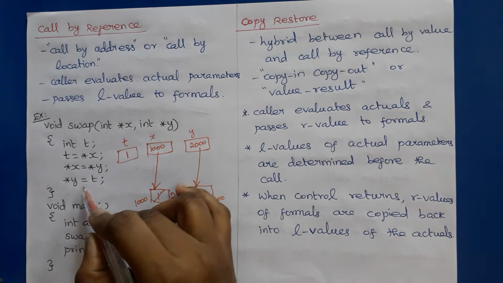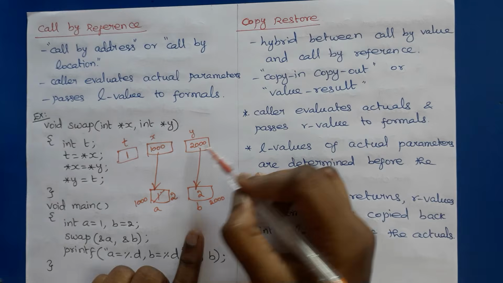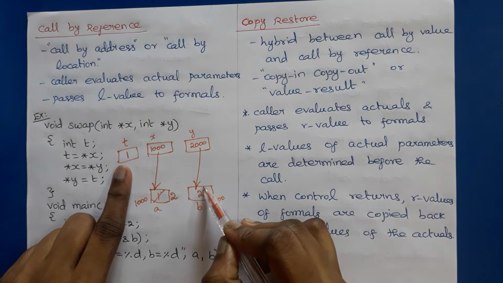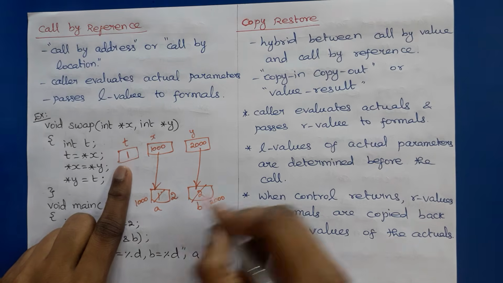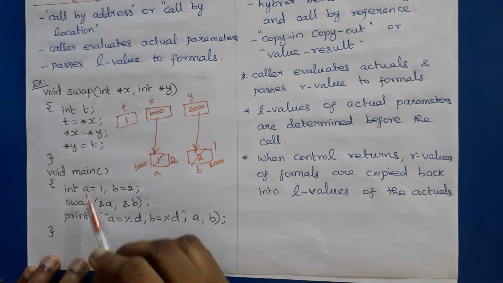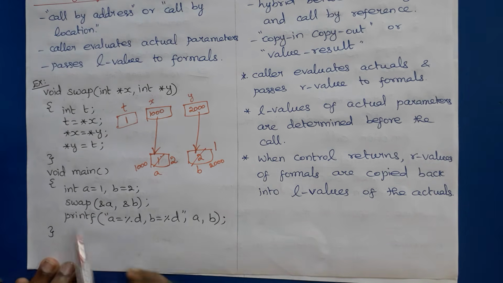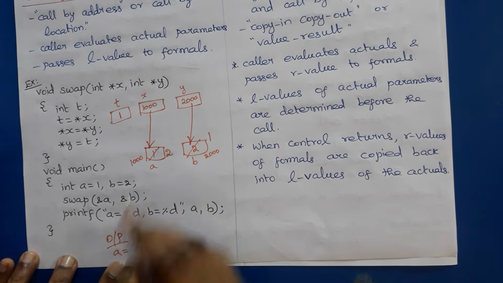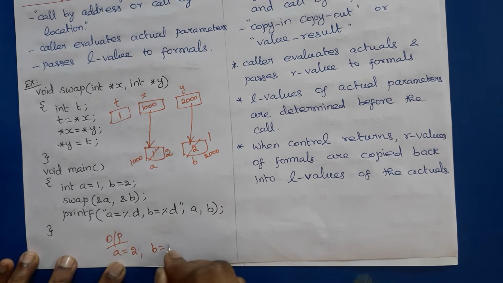Then t is assigned to star y. Y means 2000. Star y means this location. So in this place 2 is replaced by t value, which is 1. So here after control is returned to the main procedure, the output is A equals 2, comma B equals 1.